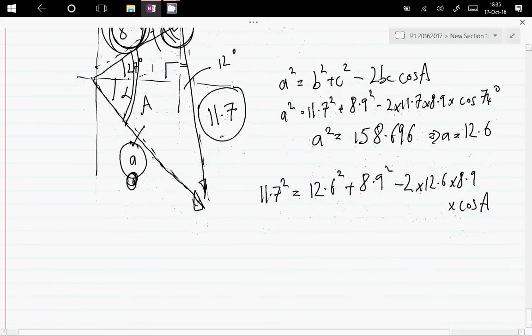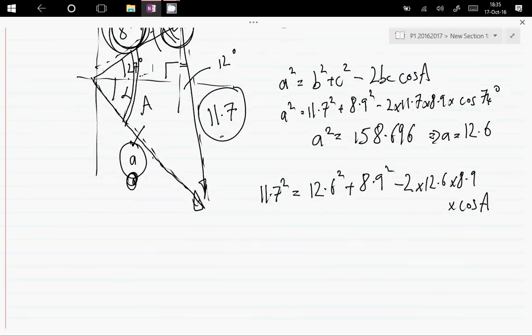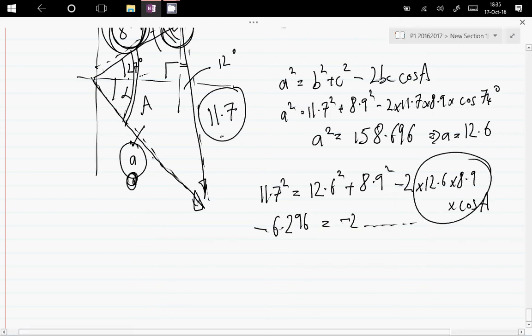So I'm just going to do that calc, 11.7 squared minus 12.6 squared minus 8.9 squared equals minus 6.296 equals minus 2 times all this stuff here, okay? So I'm going to divide by 2, divide by 12.6, divide by 8.9, and I'm going to get a terrible mistake, okay? So I must have got a huge mistake. How did that happen? Okay, let's try this again, okay? 6.296 divided by 2, divided by 12.6, divided by 8.9 gives me 0.028 is equal to cos A, okay?